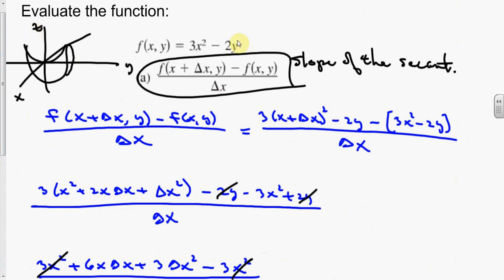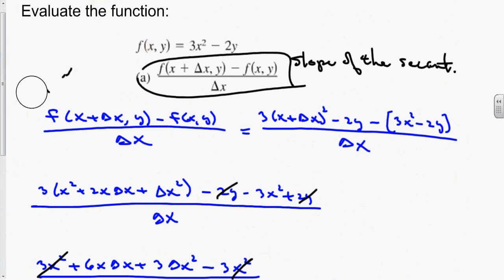That's not what that is. Thought it was a y square there, it's not.